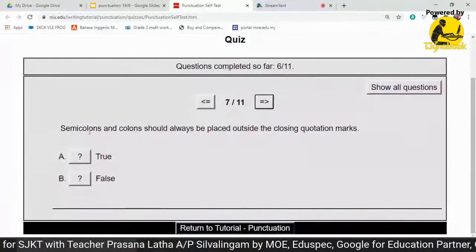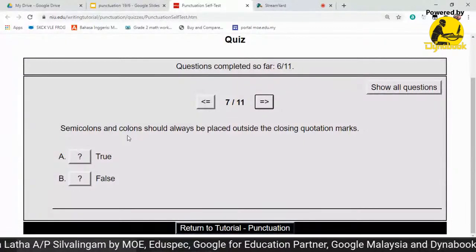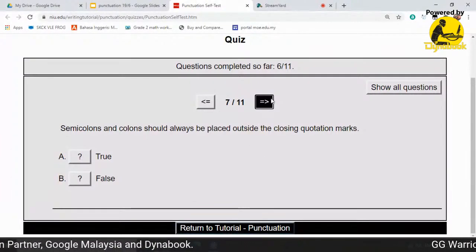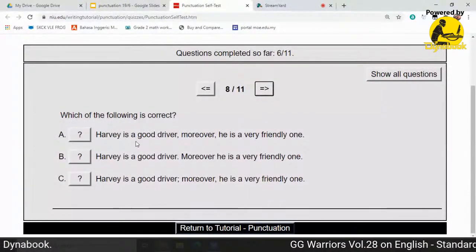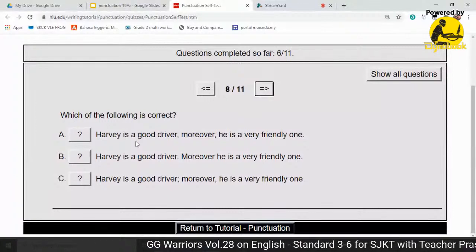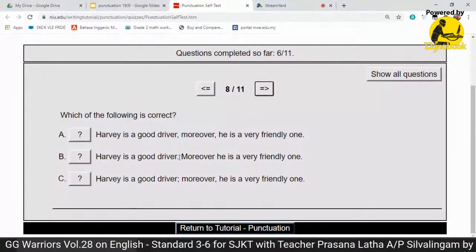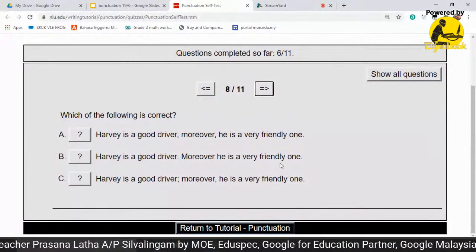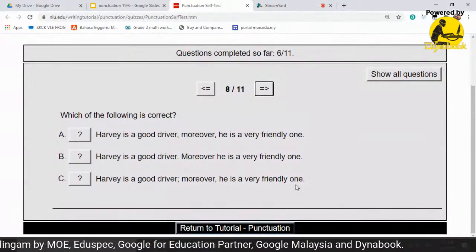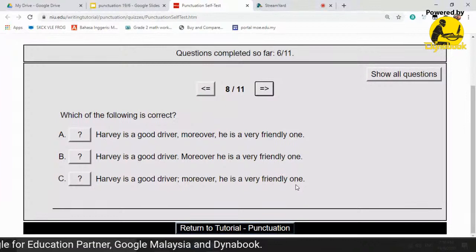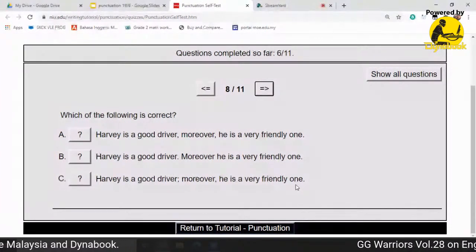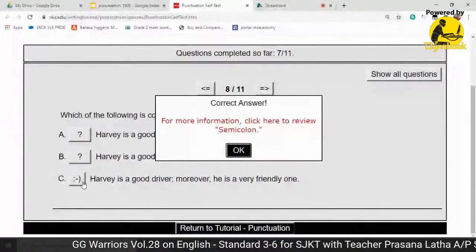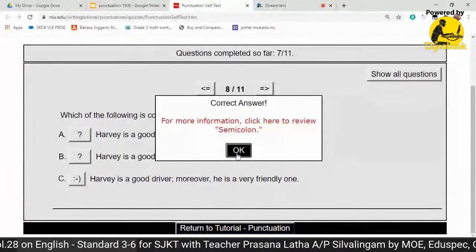Number 7. Okay, which of the following is correct? Harvey is a good driver. Moreover, he's a very friendly one. Harvey is a good driver, full stop. Moreover, he's a friendly one. Harvey is a good driver, semicolon. Moreover, he's a friendly one. What would your answer be? Good. Correct answer is C.